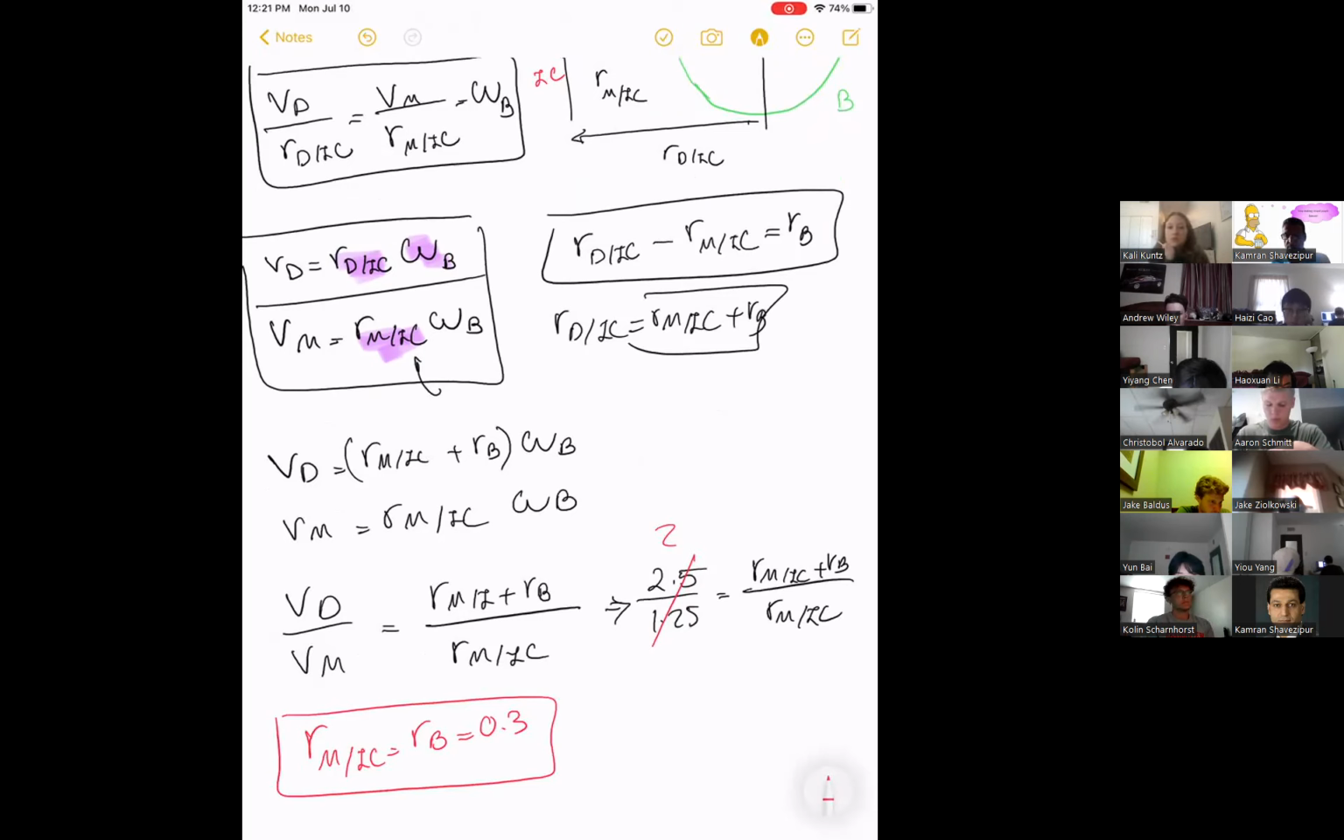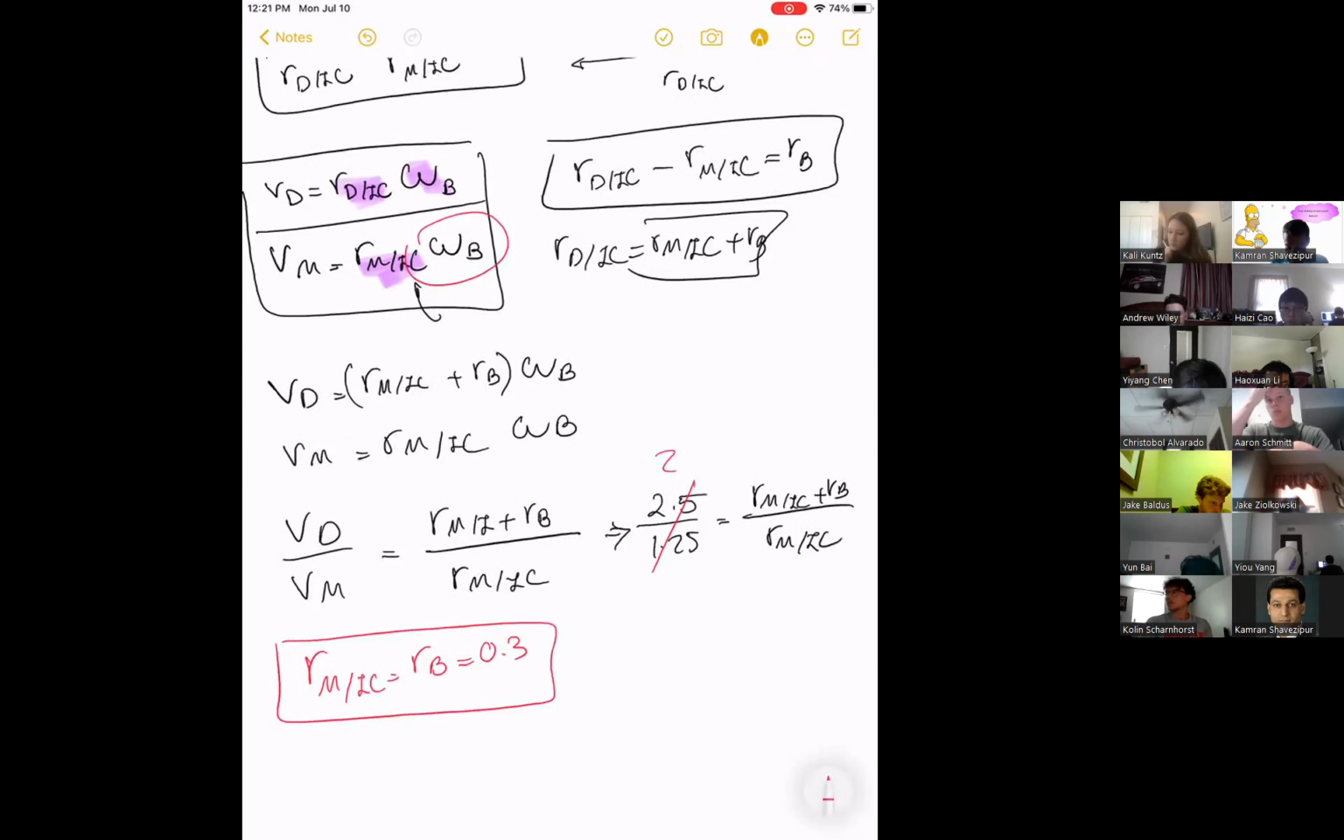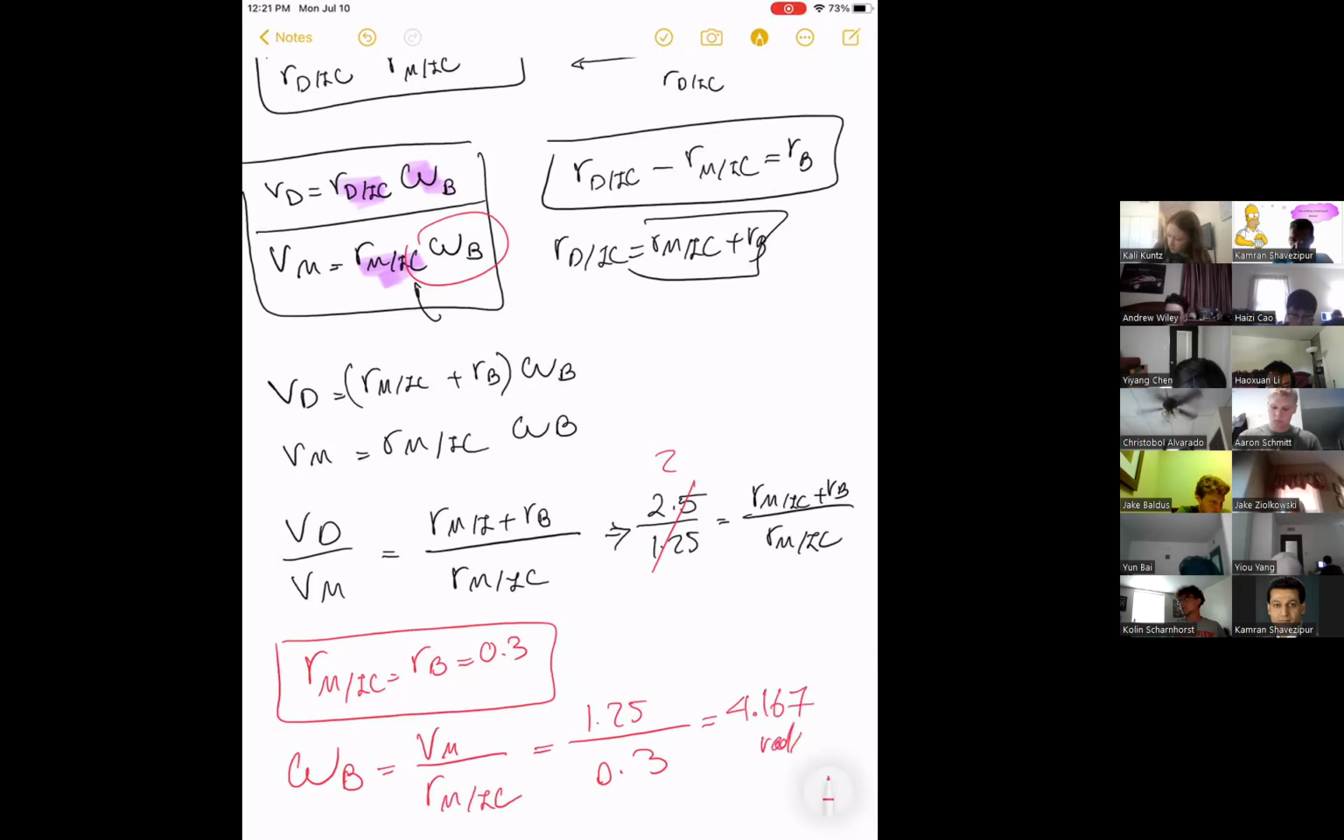This is just a simple problem. However you solve it, that's okay. And if you get that guy, remember we are looking for omega B. Now that I have this, omega B is going to be VM divided by RMIC, 1.25 divided by 0.3, and you get 4 something, 4.167 radian per second. Okay. Any question?